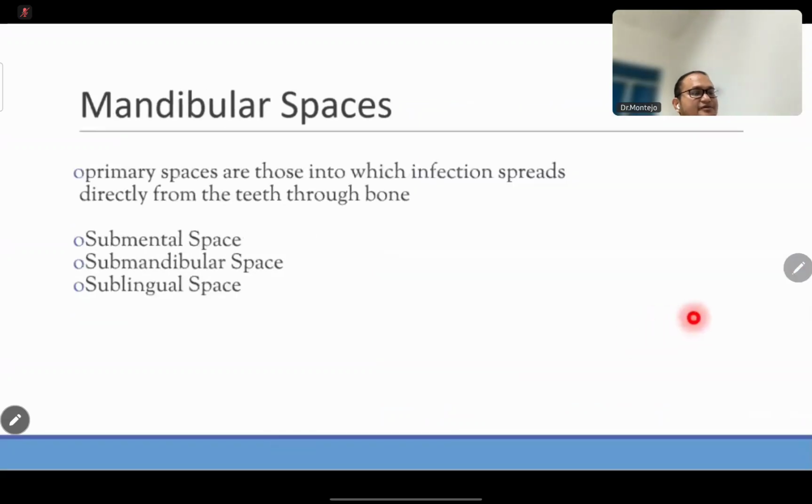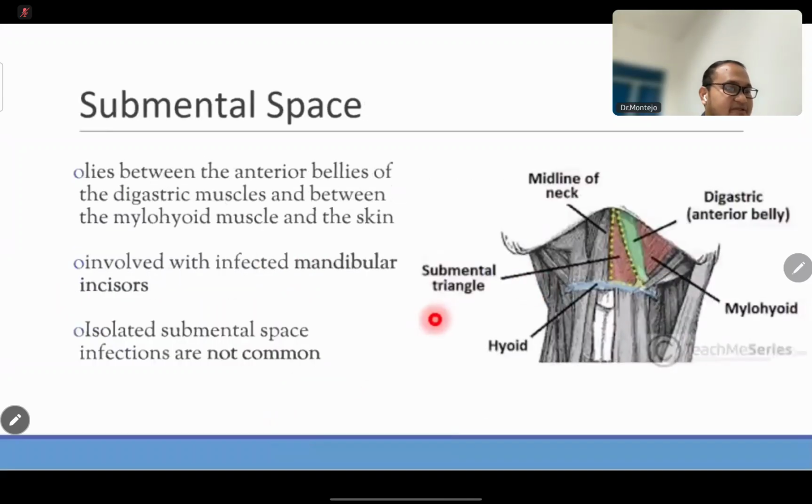So next, let's go to the mandibular, the inferior group. So for your mandibular space, they are primary spaces, to which your mandibular teeth would also be the etiology. So we have three spaces: your submental, submandibular, and also your sublingual space. So let's start with the submental space.